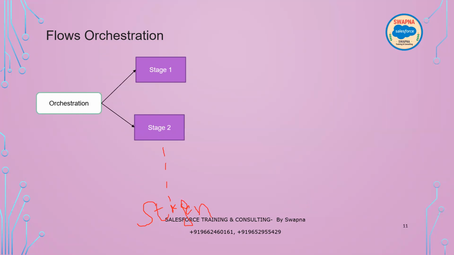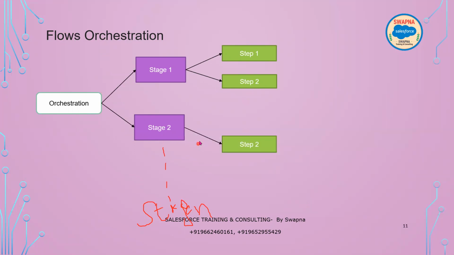And for each stage, we have multiple steps. So this stage 1 has step 1, step 2, and you can implement multiple steps. You can go up to step N. Similarly, stage 2 also has step 1, step 2, and you can create multiple steps.